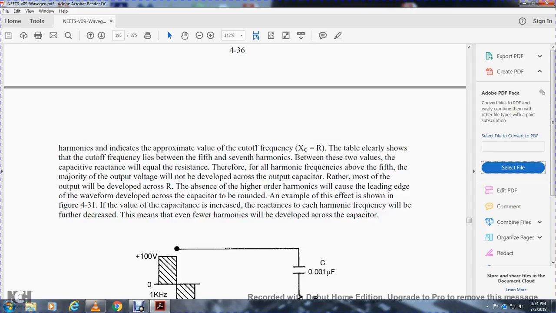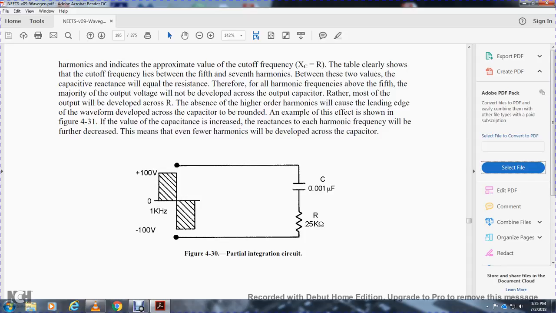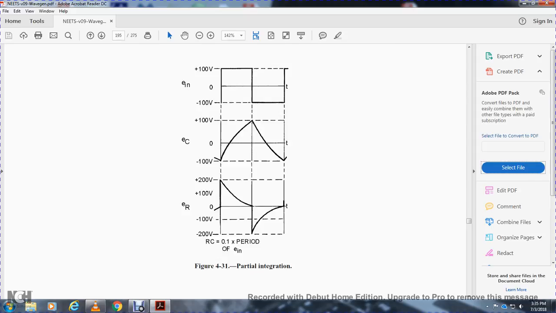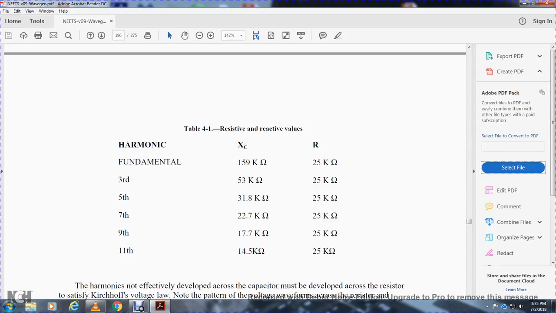An example of this is shown in figure 4-31. Increasing the value of the capacitance decreases the reactance at each harmonic frequency even further, so fewer harmonics will be developed across the capacitor. Figure 4-30 shows a partial integration circuit with 100 volts and negative 100 volts input, a resistor of 25K and a capacitor of 0.1 microfarad. It shows the partial integration, and also the harmonics, the fundamental, with the capacitor reactance and resistor.